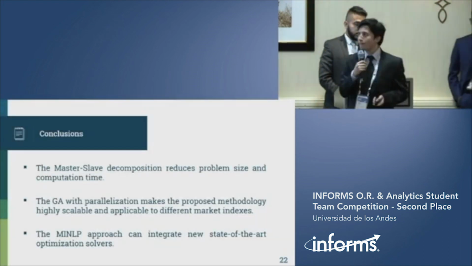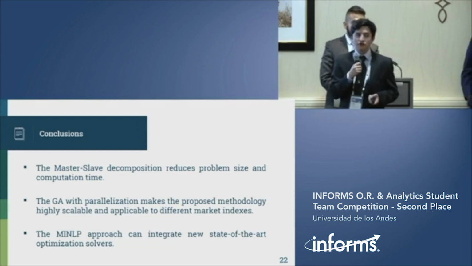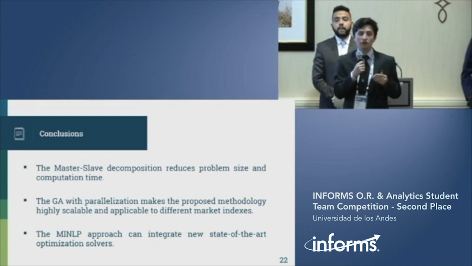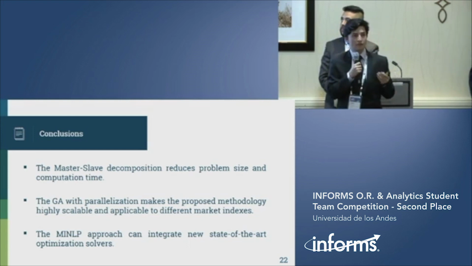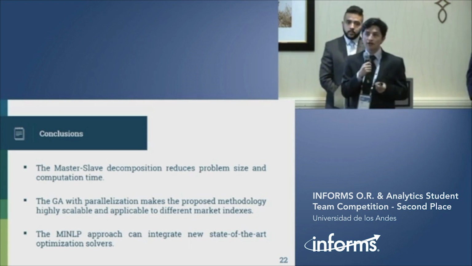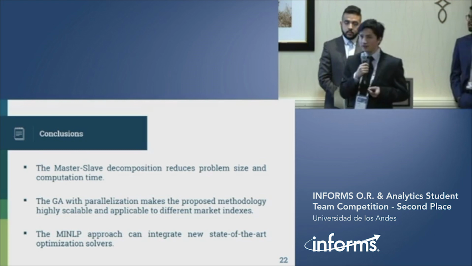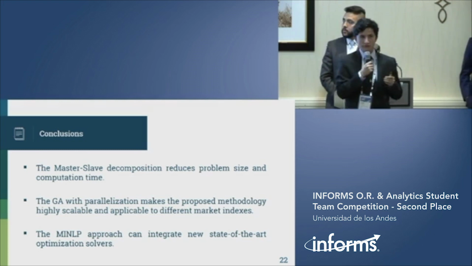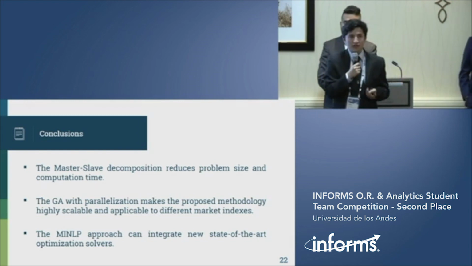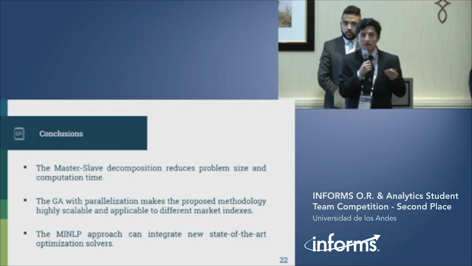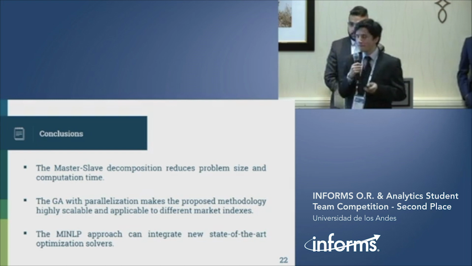As conclusions, our master-slave approach allows us to reduce the problem size and reduce computational cost. The genetic algorithm allows us to have a very scalable solution, which means it can be applied to bigger indexes. Finally, the technology we use, Julia, allows us, for example, if a new solver comes out in the market that is better than the current ones, to change the parameter and install the new solver.